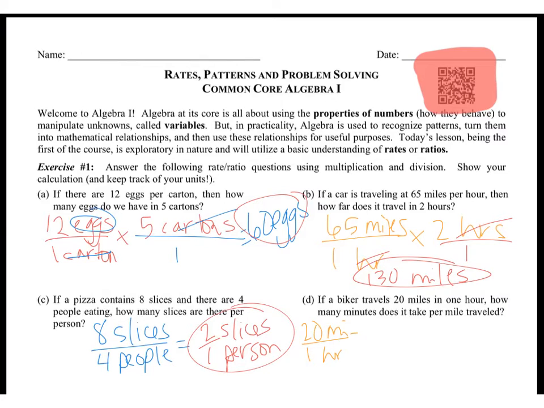So we need to get rid of the hour. So I'm going to put hour up here, and we need to figure out how many minutes are in an hour. So it's going to be 60 minutes in 1 hour. So the hours cancel each other out, and 20 over 60 is what's left. 20 over 60 reduces down to 1 over 3, so that is 1 mile in 3 minutes.